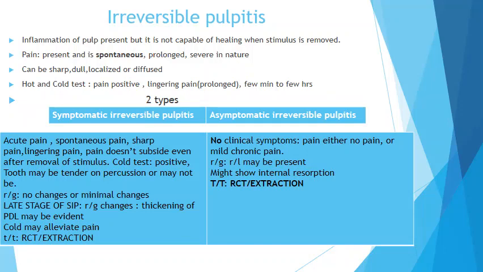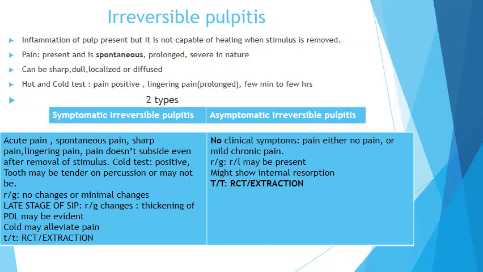Moving on to irreversible pulpitis. As the name states, any pulpal inflammation which has gone on to such an extent that even if you remove the stimulus, the inflammation does not subside, it stays there. So that is called irreversible pulpitis. Now, the pain present in irreversible pulpitis will be spontaneous. It occurs on its own. You don't necessarily have to apply a stimulus to have that pain. It is spontaneous and it is prolonged.